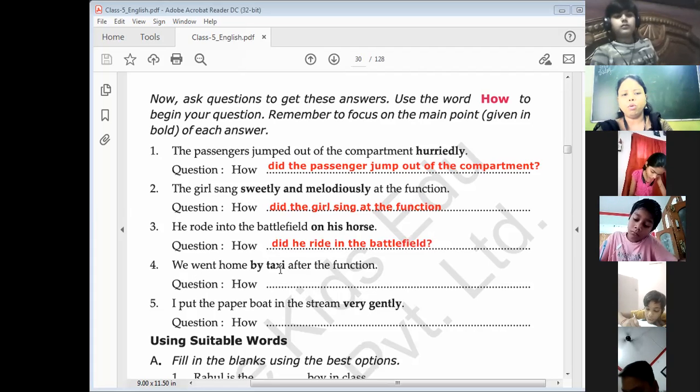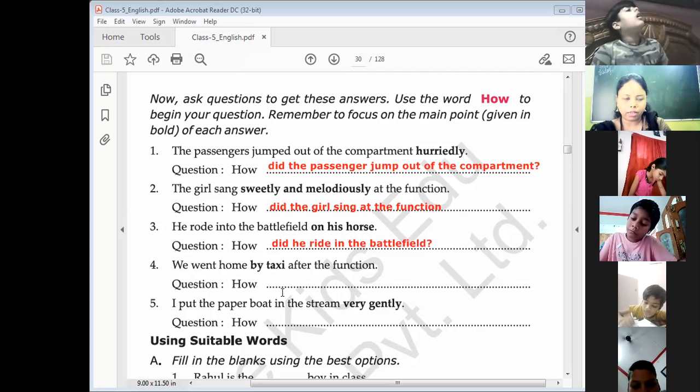Next, we went home by taxi after the function. So what would be the question?